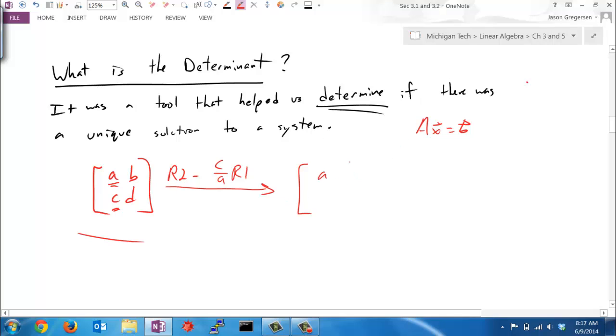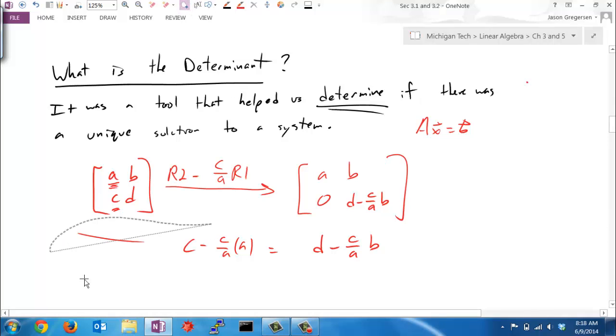If I do that row operation, I'll get C minus C over A times A. That's the spot for my first row here. This simplifies to C minus C, which is 0, which is what I wanted. And for this position, I'll get D minus C over A times the row 1 position, which is B. This is what I'll get in this position. You say, wow, that's so exciting. You can feel the excitement out there.